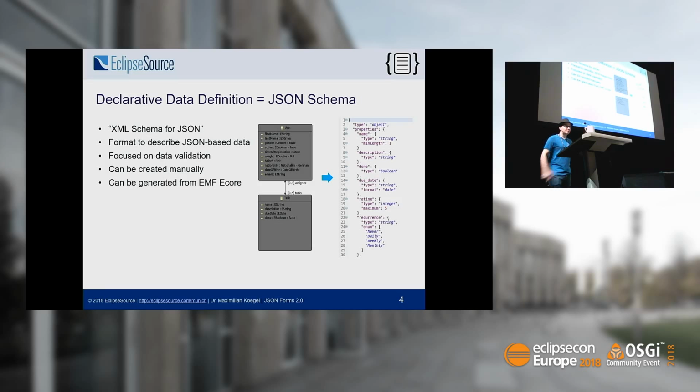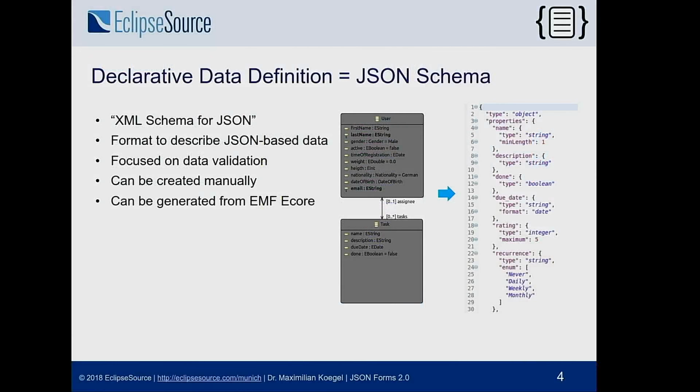On the right-hand side, you can already see a preview of how that will look. Just as a small example, here it says that we have a property with the name, with a type string, and with a minimum length of 1. That is a JSON schema describing one attribute.